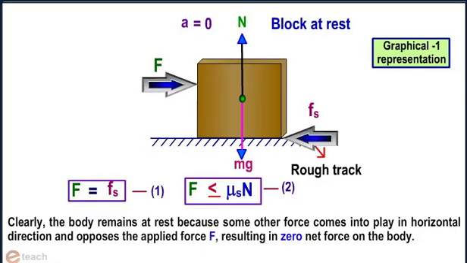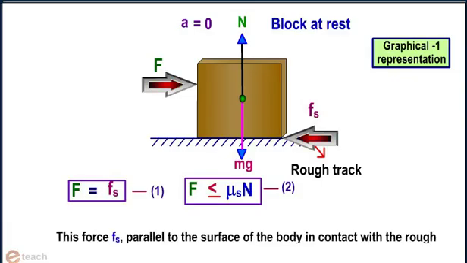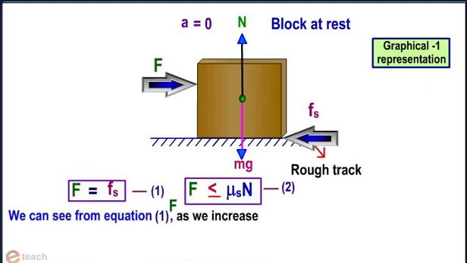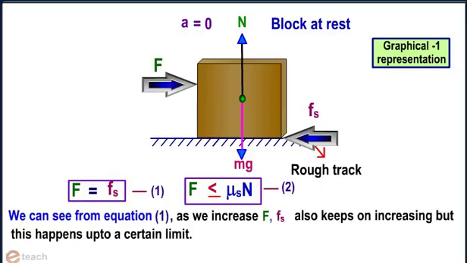Clearly, the body remains at rest because some other force comes into play in the horizontal direction that opposes the applied force F, resulting in zero net force on the body. This force Fs, parallel to the surface of the body in contact with the rough track, is known as static friction. We can use equation 1. As we increase F, Fs also increases, but only up to a certain limit.